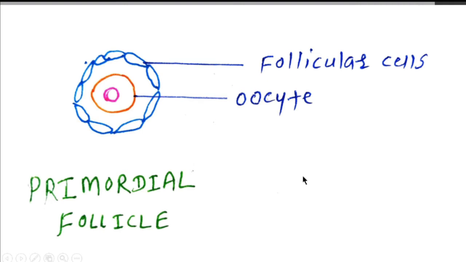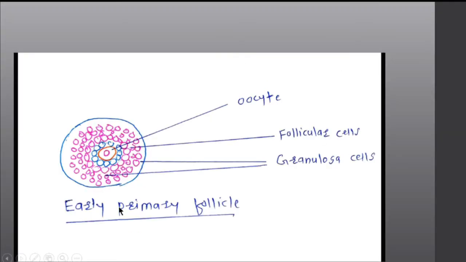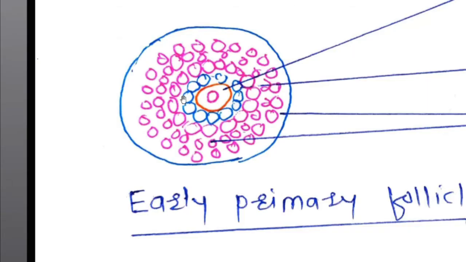This is the figure we have seen right now. In this figure we can see the early primary follicle. As I have told, the primordial follicle gets converted into the primary follicle. This is the early primary follicle, you can see in this figure. Look very carefully. This is the orange colored oocyte, and the oocyte is surrounded by these blue colored cells. These are the follicular cells.